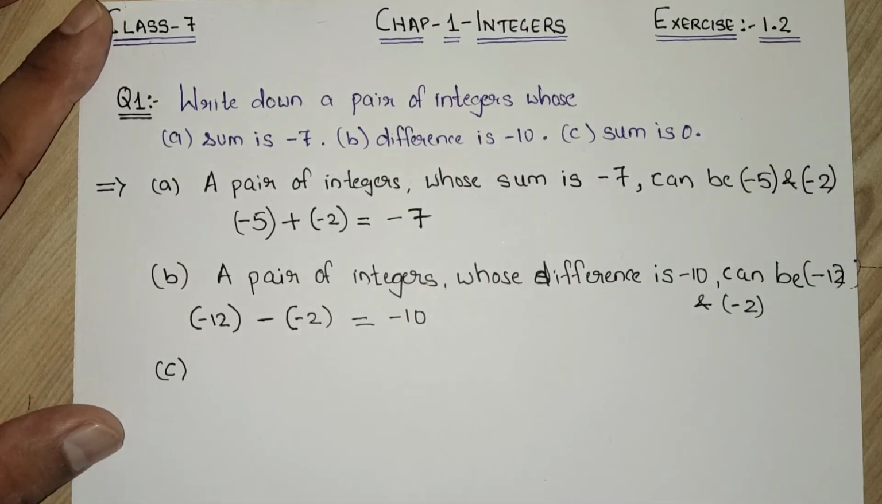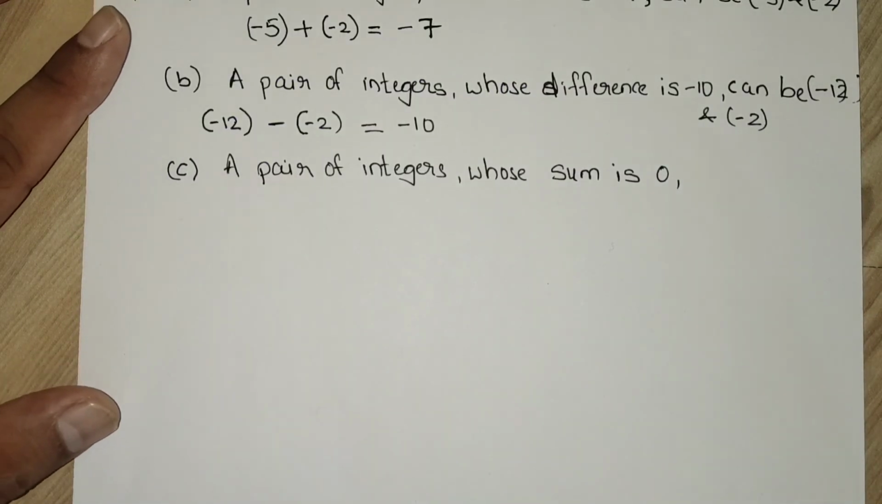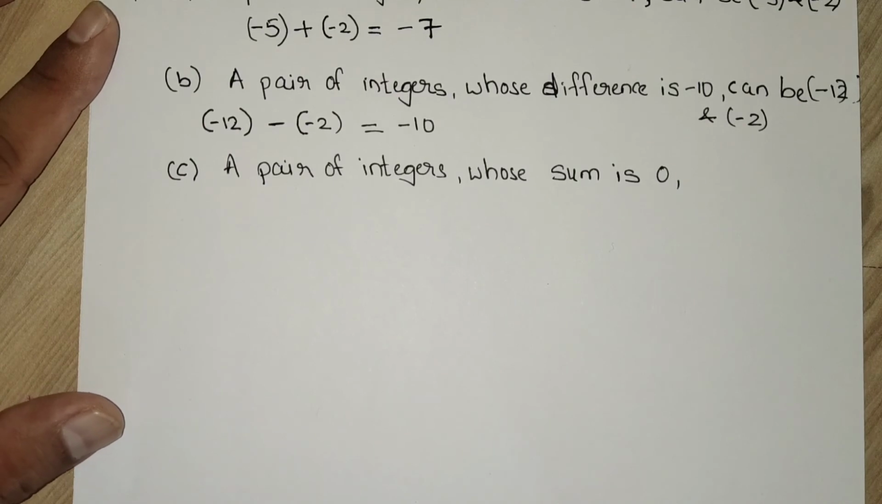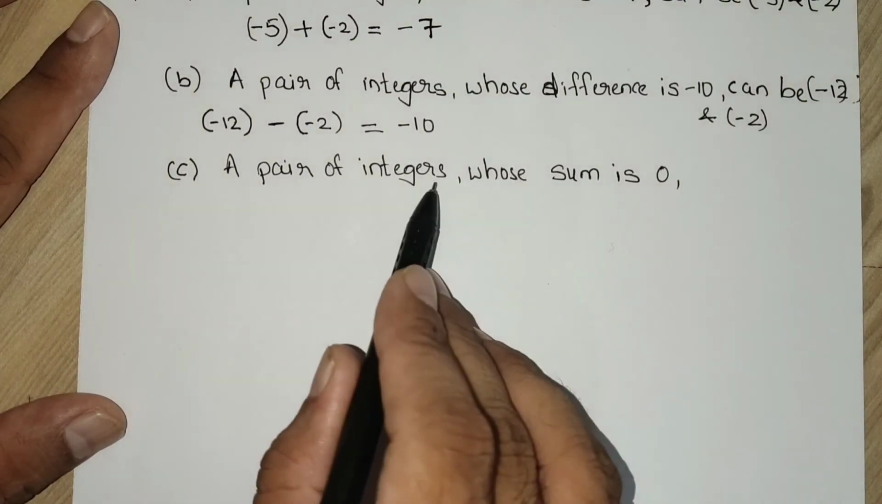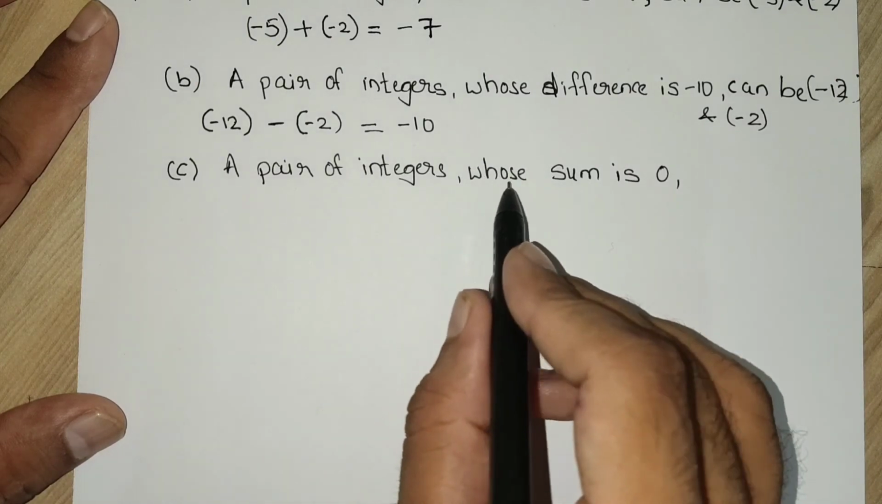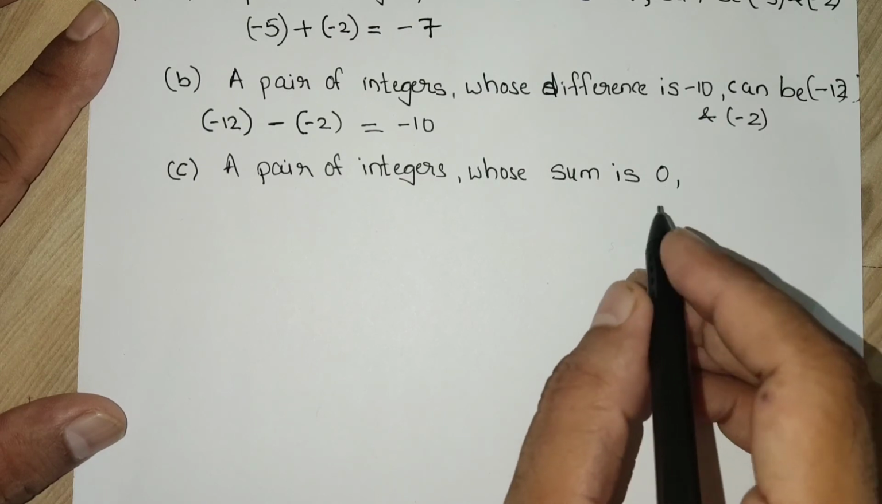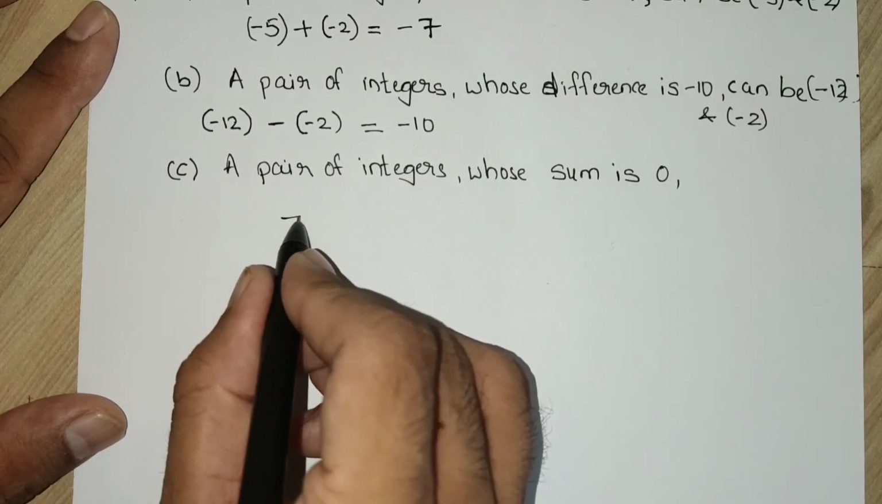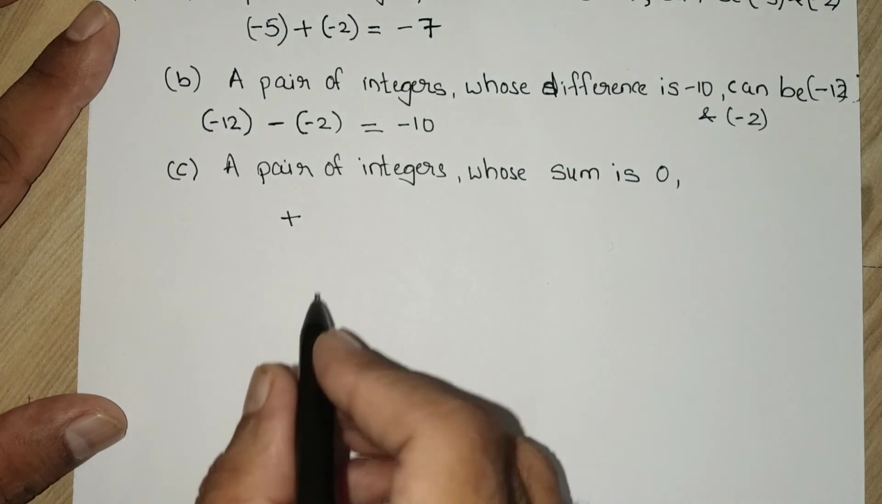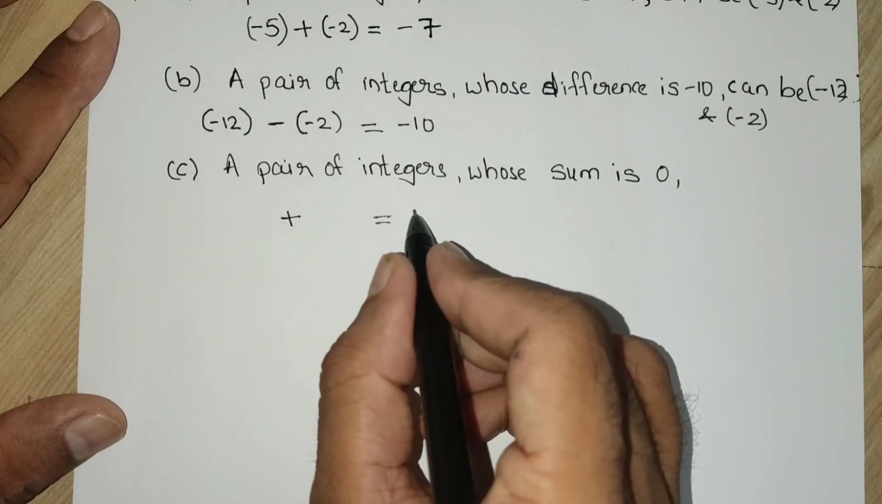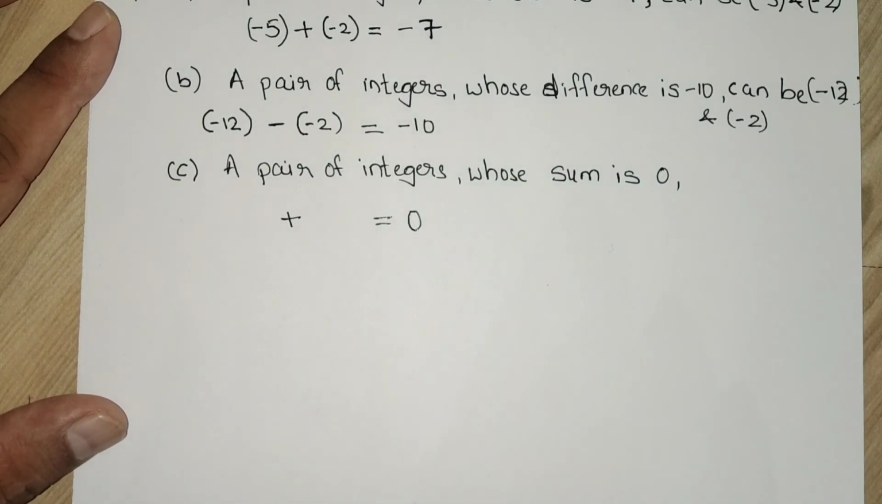Now number 3. Let me write. So students, now the third part, that is the (c) part. A pair of integers whose sum is 0. We have to find a pair of integers whose sum, that is addition, will give us the answer 0. Now you are able to answer it very well. What will be the answer?